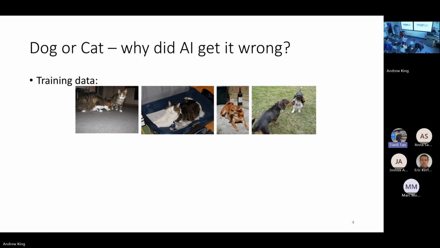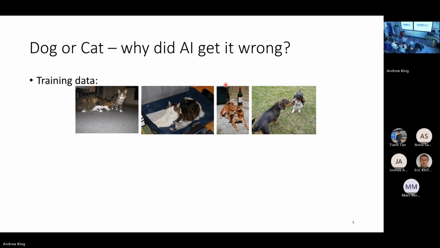This is a subset of the training data that was used to train this model. Can anybody tell me why you think it got it wrong based on this training data? Yeah, so the dog is in the background. Color of the animal could be the color. This is just a subset. There was a lot more training data than this. I think George was along the right lines, actually. If you look at this data, both of the dogs are outside and both of the cats are inside.